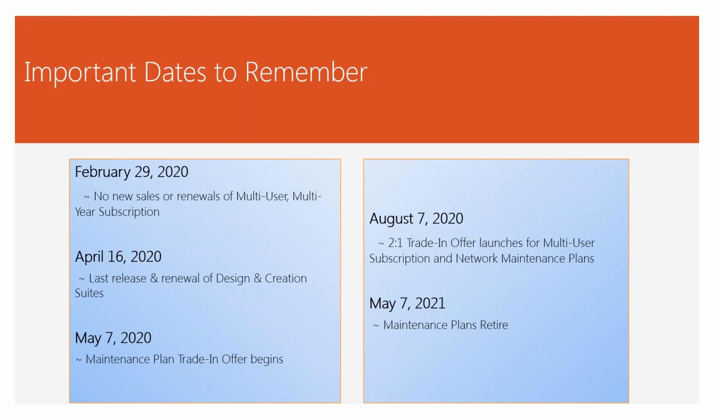So if you decided this year that you're not going to renew, or if you decided this year that you're going to wait till next year, they do retire on May 7th, 2021. The only thing that you'll be able to do with that license after then is trade it in for a subscription, or put it in the back pocket and keep it for when you need to use it.